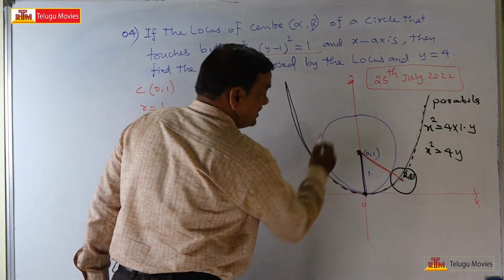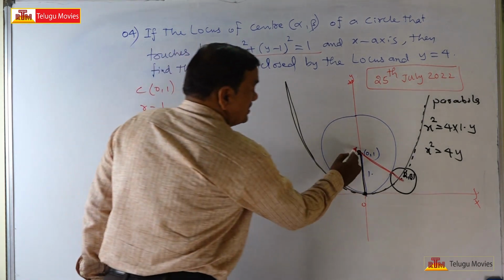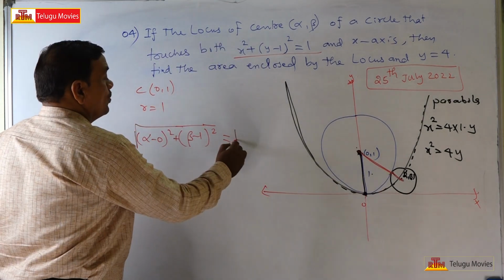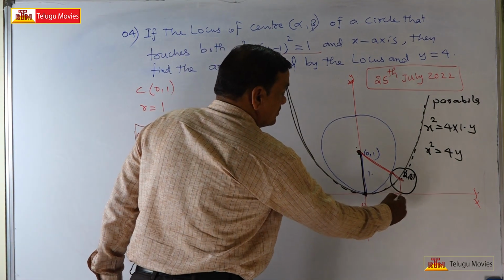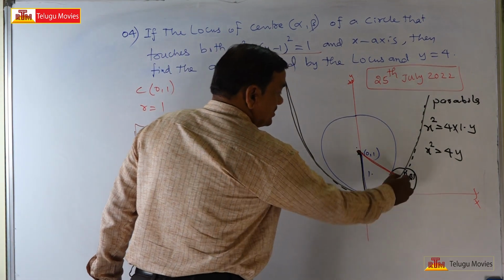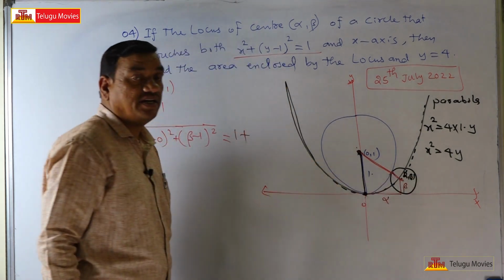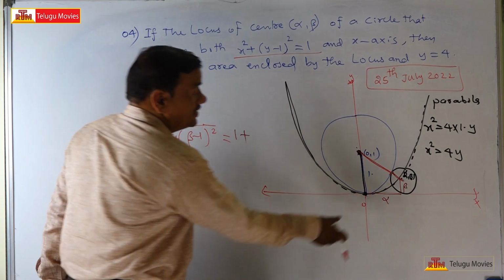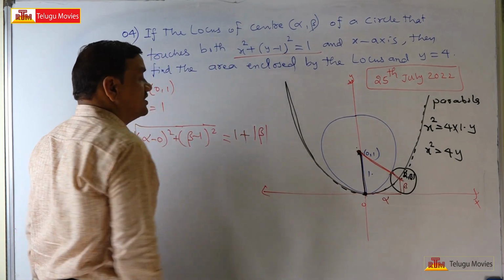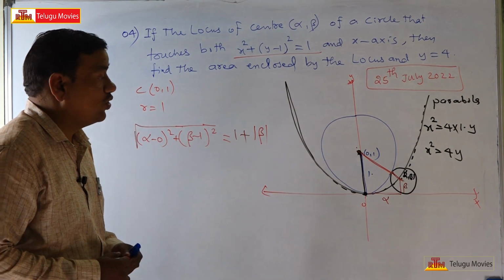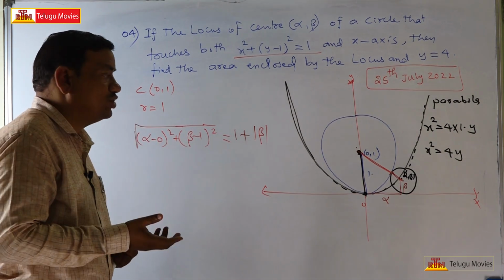So these are the big circle radius plus the small circle radius. What is the big circle radius? Already we know, 1. Plus what is the small circle radius? This is nothing but beta. If it is alpha comma beta, the x coordinate is alpha, the y coordinate is beta, so your y coordinate is nothing but your radius. So I will write it as modulus of beta. Why? Because I don't know the sign of beta. That may be positive, may be negative.